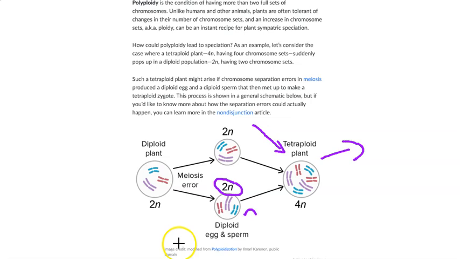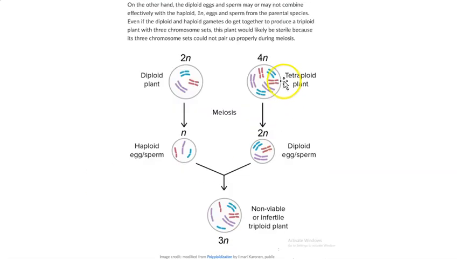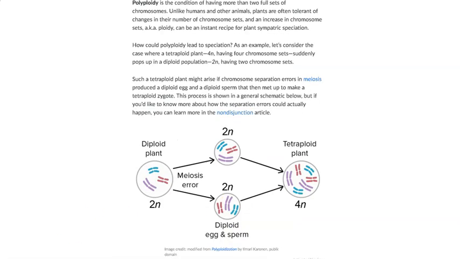And like we said before, strawberries are octoploids from our DNA labs, so they have many polyploidies. You can see right here, you can have a three in, non-viable or infertile triploid plant, because this plant would likely be sterile since it cannot pair up properly during meiosis. So you would almost have to have two, right, to be able to do meiosis correctly. But polyploidy, it's all because of a meiosis error.